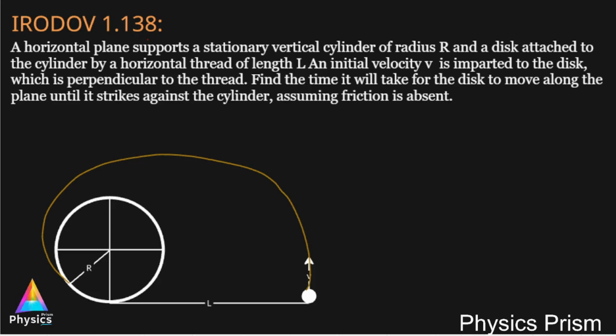Here we have Irodov question 1.138. A horizontal plane supports a stationary vertical cylinder of radius r and a disc attached to the cylinder by a horizontal thread of length L. An initial velocity v is imparted to the disc, which is perpendicular to the thread. Find the time it will take for the disc to move along the plane until it strikes against the cylinder, assuming friction is absent. So, how do you solve this problem?